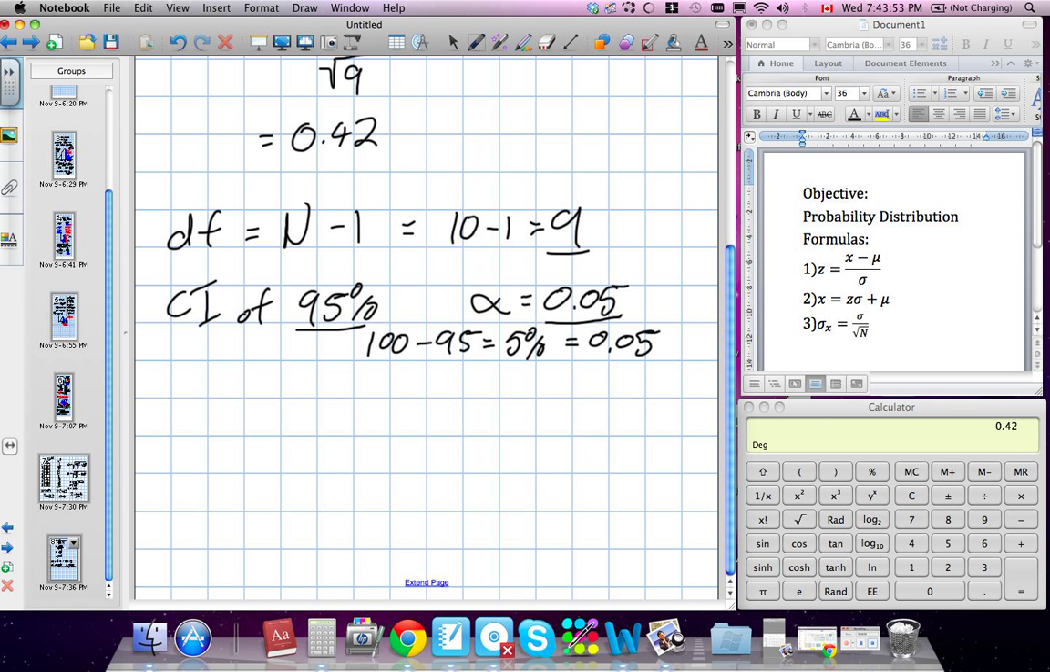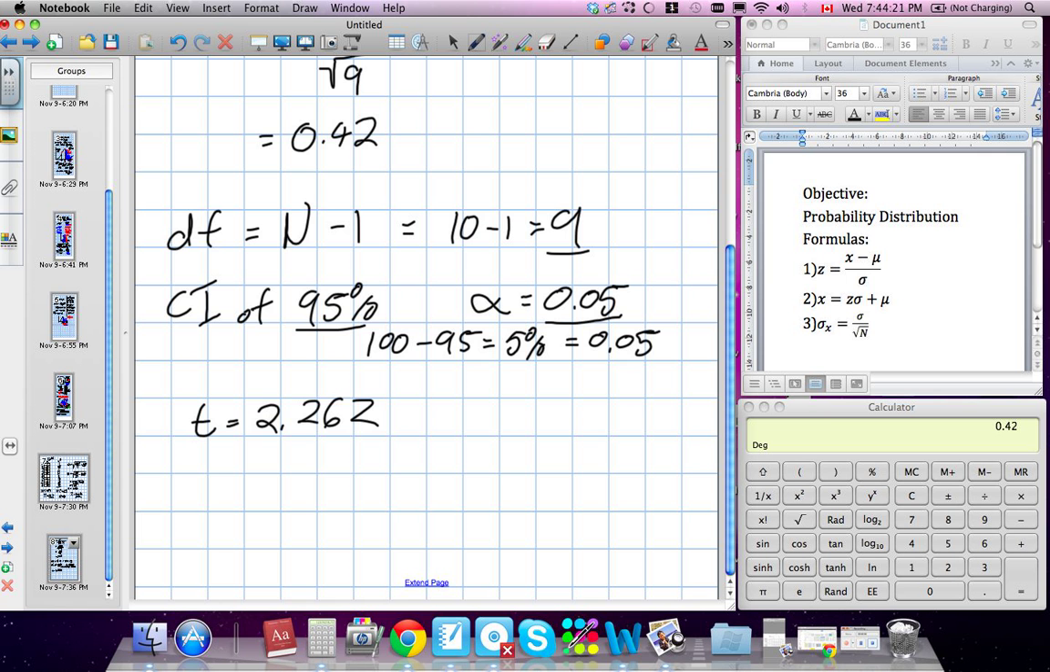On the t-chart, we discovered, when we went to look, here's 9, and level of significance, 0.05, 2.262. Does that make sense, how I found that? Okay. So we discovered that our t value is 2.262. So obtain the margin of error by multiplying the standard error by the t value.